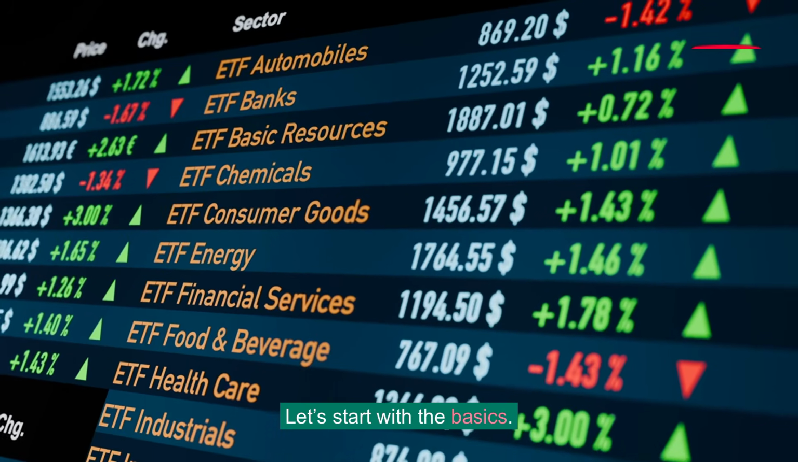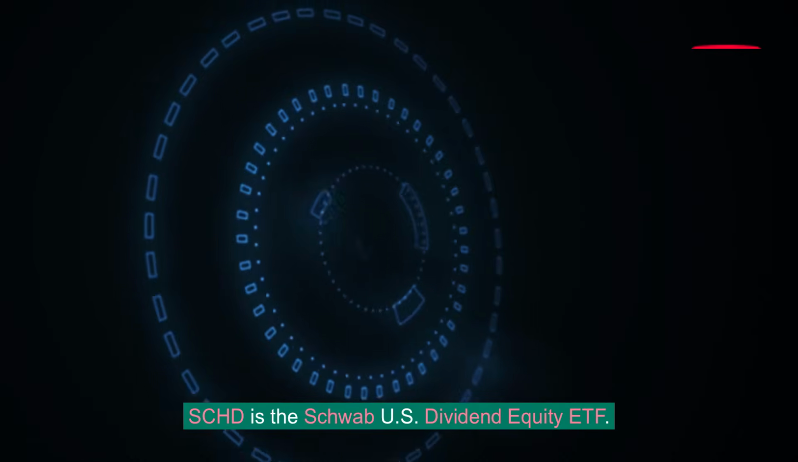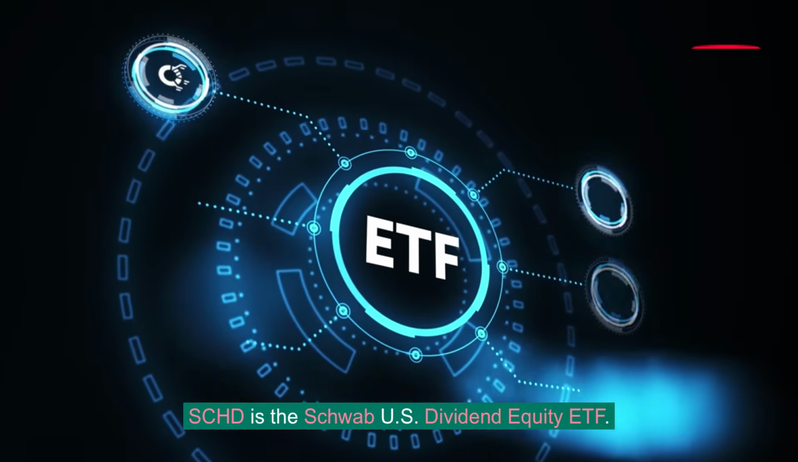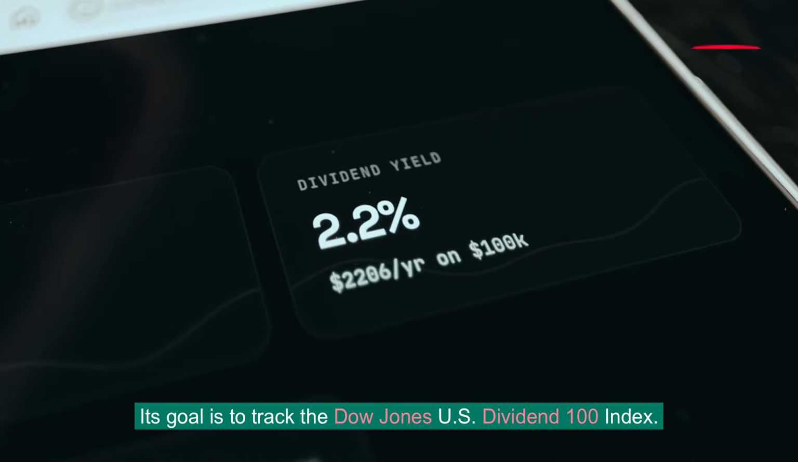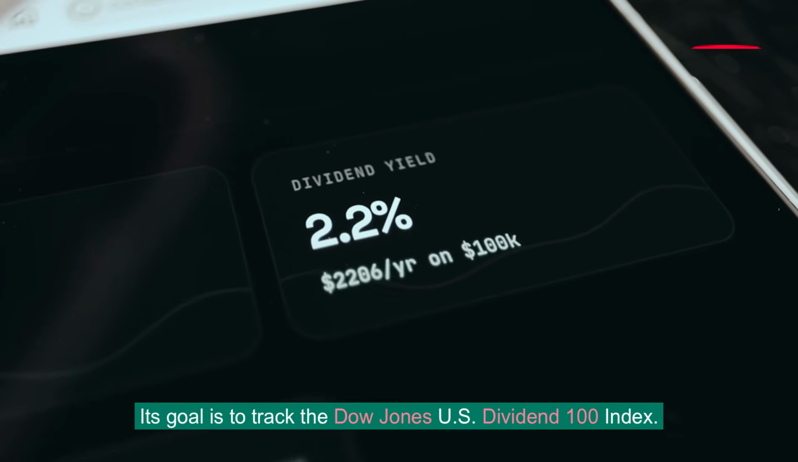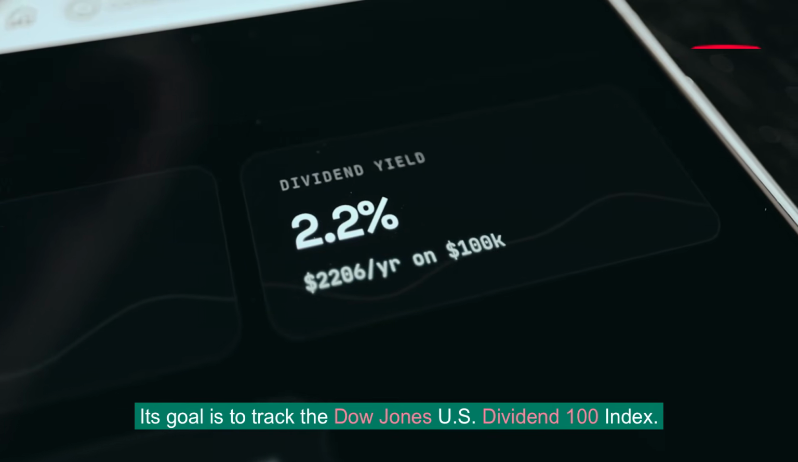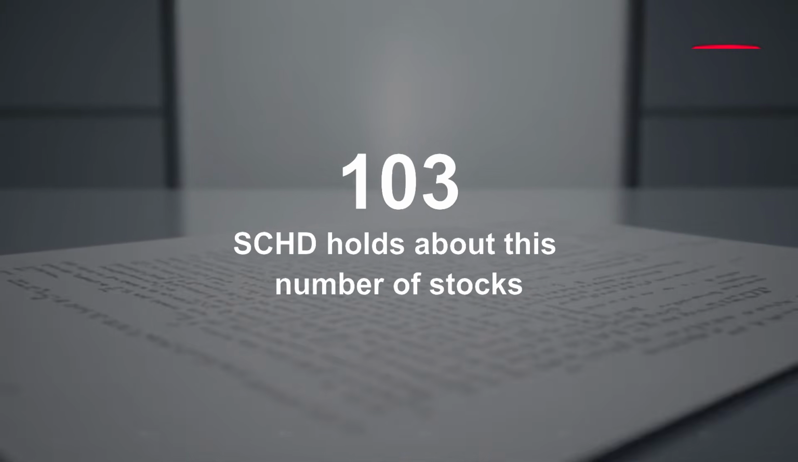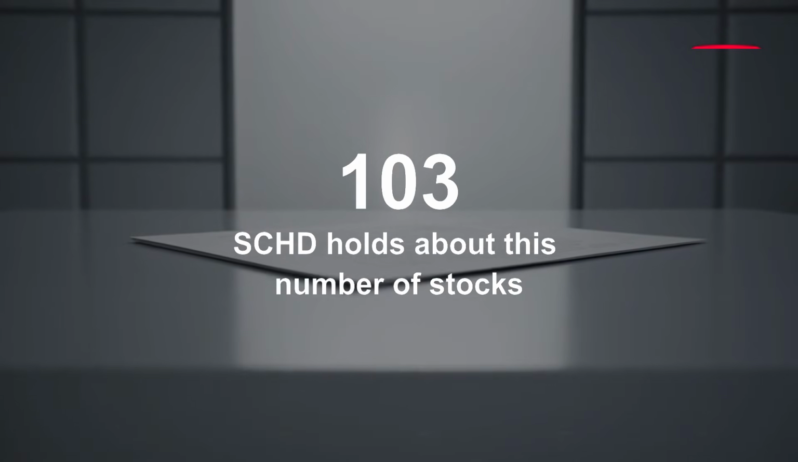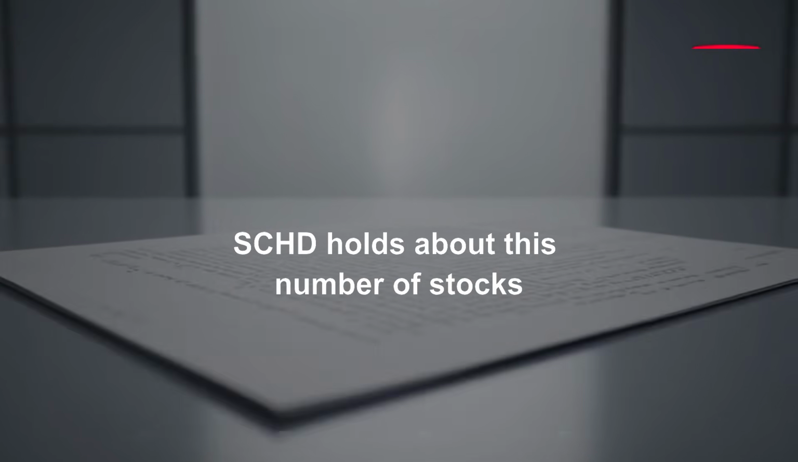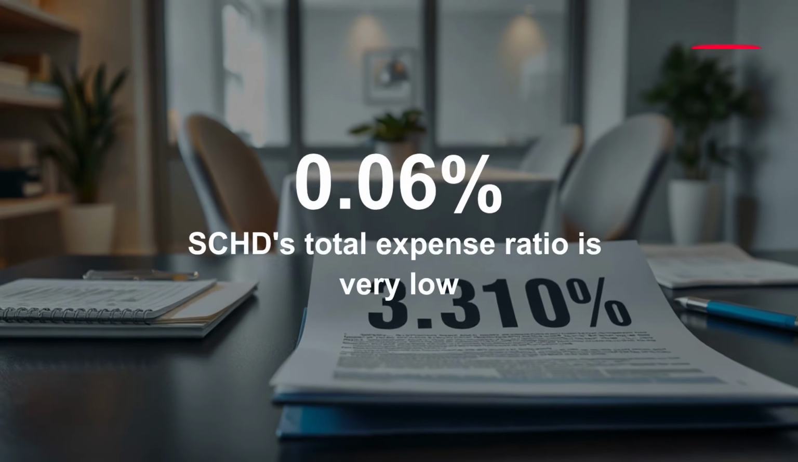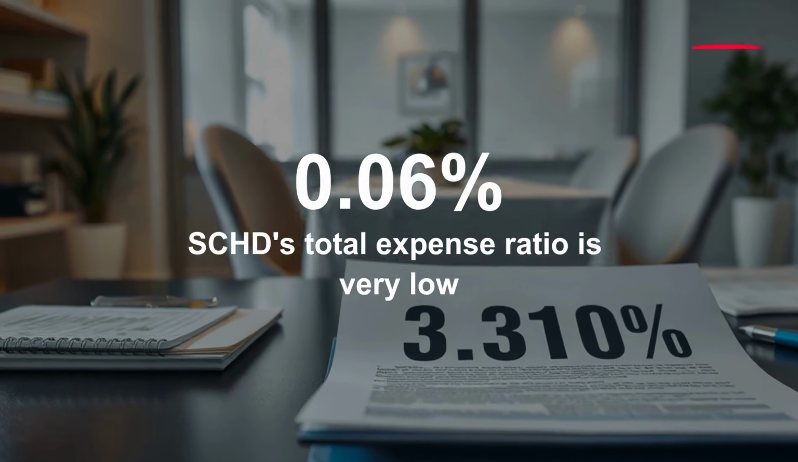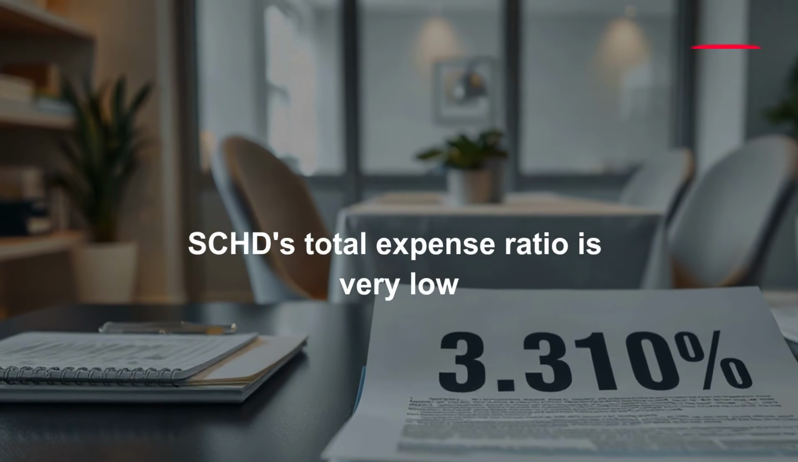Let's start with the basics. SCHD is the Schwab U.S. Dividend Equity ETF. Its goal is to track the Dow Jones U.S. Dividend 100 Index. As of August 2026, SCHD has about 103 holdings and a total expense ratio of just 0.06%. Its trailing distribution yield is around 3.30%, according to Schwab.